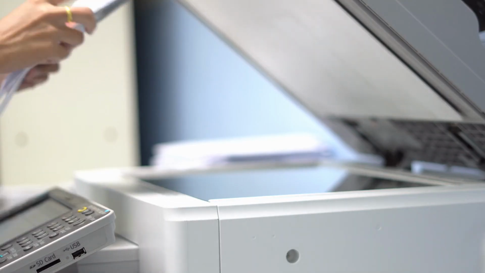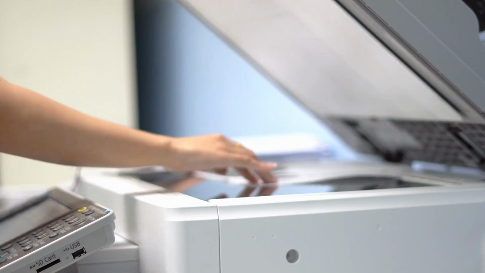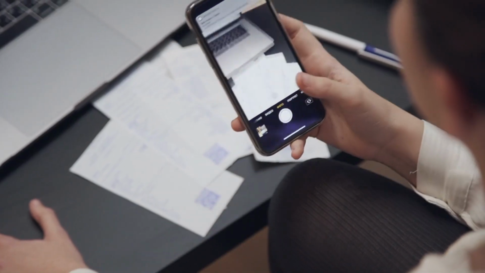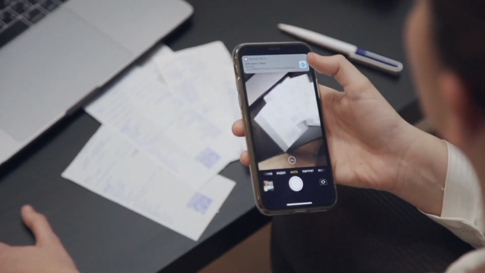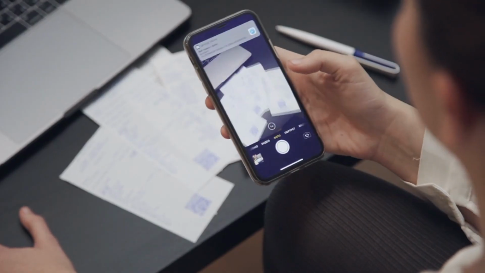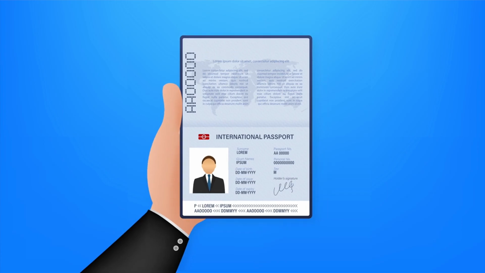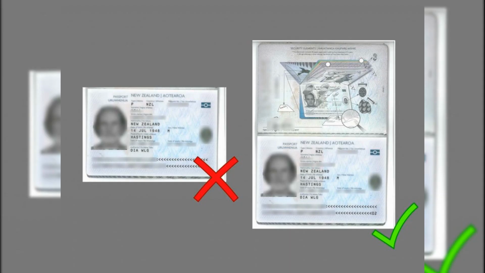All documents must be scanned in color. We understand that at times photos may be considered sufficient. Unfortunately, however, they will not be accepted by the trust bank. Most importantly, ensure no fingers or objects cover the edges of the documents, and make sure they are complete.